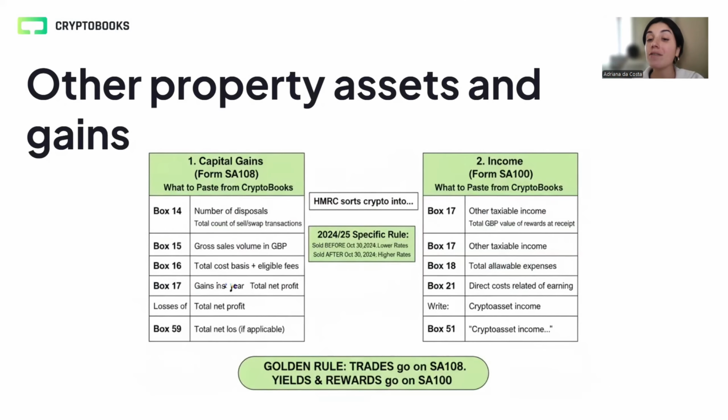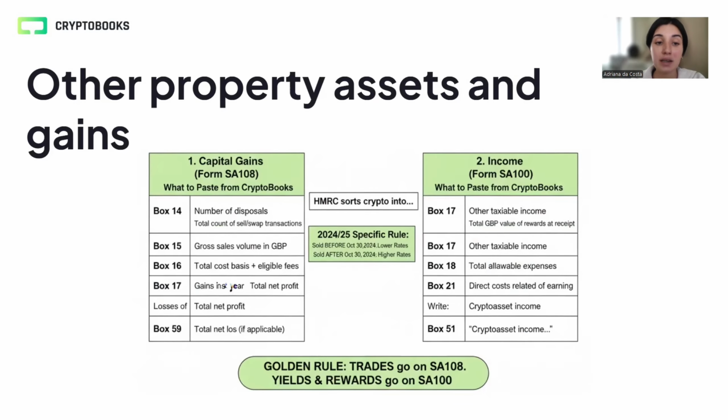Next is box 15, disposal proceeds. This is the total volume of your sales. A quick warning here, even if you didn't make a profit, if you sold more than 50k pounds worth of crypto in total, you are legally required to fill this page out. Then enter your costs in box 16 and your final gain in box 17.